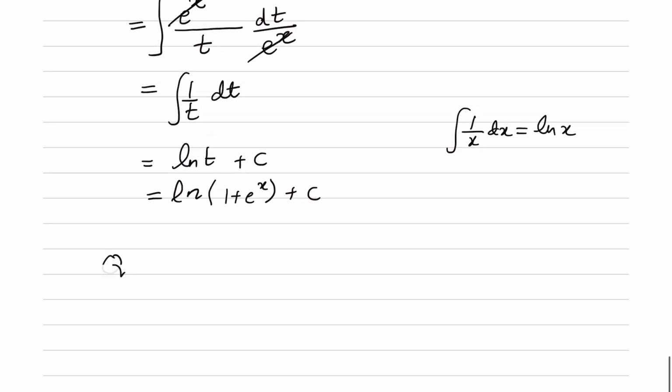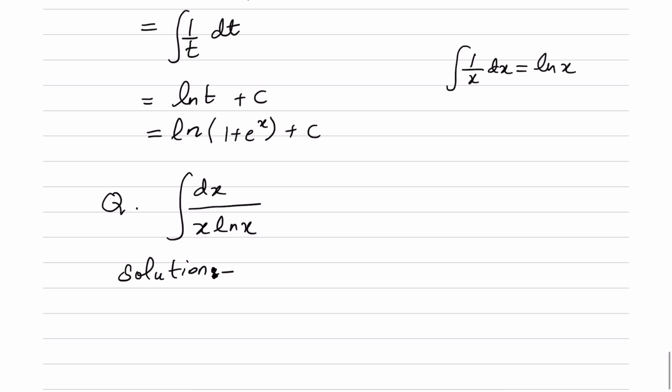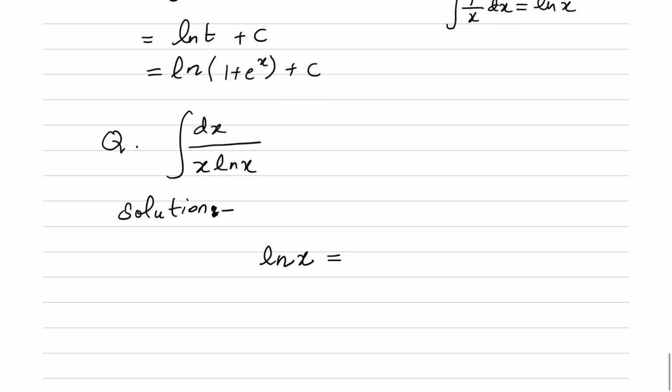Let's do another question. This time we have integral dx over x ln x. We are going to solve this question by substitution. Put that term equal to t such that its derivative is here. We know that ln x derivative is 1 over x. So we are going to suppose ln x equal to another variable because its derivative is 1 over x and it is written here. So put ln x equal to t. Its differential is 1 over x dx is equal to dt.